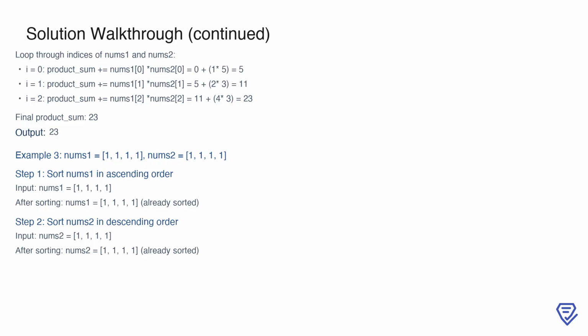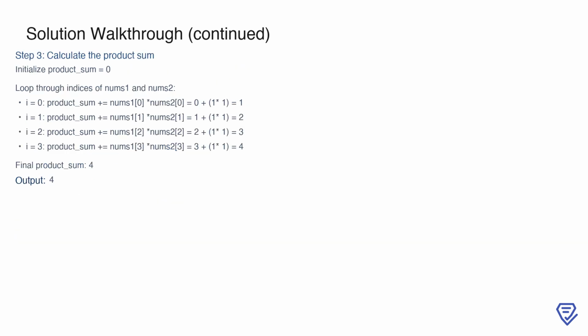Now, in the third example, nums1 is 1, 1, 1, 1, and nums2 is also 1, 1, 1, 1. In step 1, sorting nums1 in ascending order keeps it as 1, 1, 1, 1, since it's already sorted. Similarly, in step 2, sorting nums2 in descending order also keeps it as 1, 1, 1, 1. For the third example, step 3 involves calculating the product sum. We initialize product_sum to 0 and iterate through the indices of nums1 and nums2.